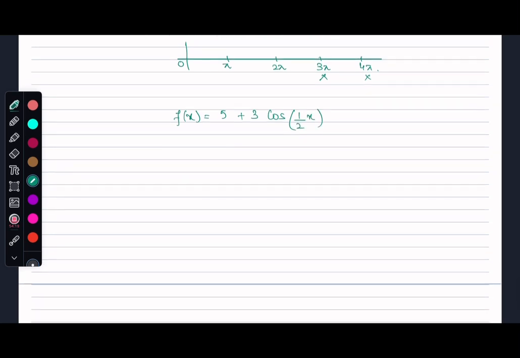So again, what is the mid-axis? The mid-axis is 5, and then the maximum or the minimum value. So the maximum value here is going to be the mid-axis value plus the amplitude, which is a 3 in this case. This is my amplitude, and this is my mid-axis value, which is 5. So it's going to be 5 plus 3 giving us an 8, and the minimum value here shall give us 5 minus 3, which gives us a 2.